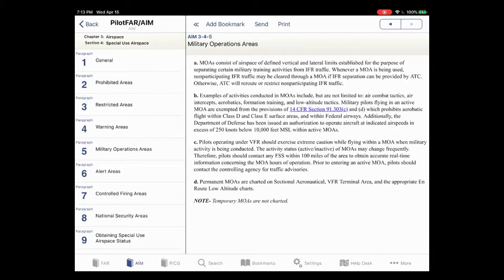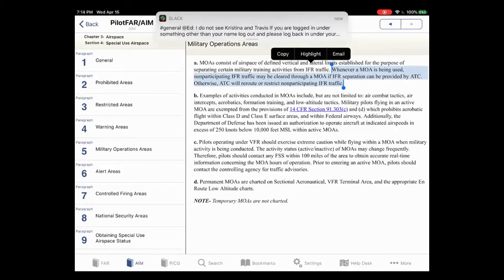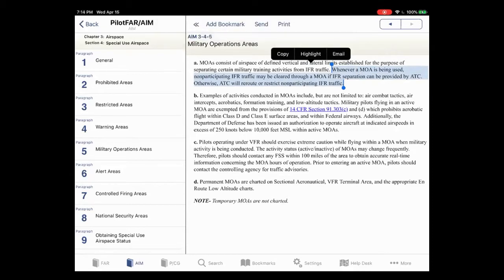And we can see if we go back to the main definition again at the top there, whenever an MOA is being used, non-participating IFR aircraft may be cleared through an MOA if IFR separation is provided by ATC. Otherwise, ATC will reroute and restrict non-participating IFR aircraft. Here's the key. That doesn't, of course, have any designation for VFR aircraft. So the answer is we can fly through these if we so choose.